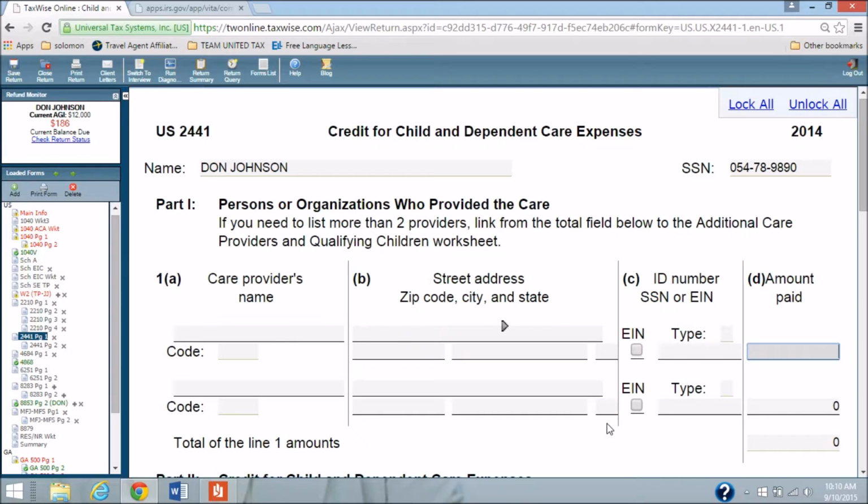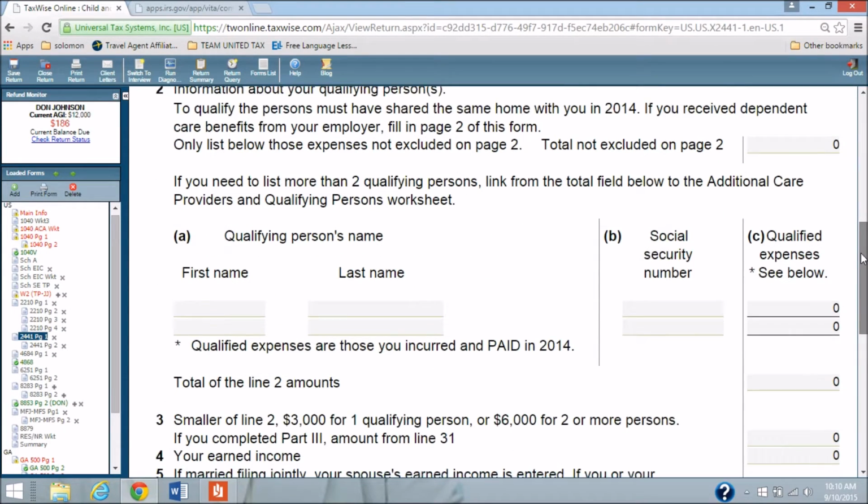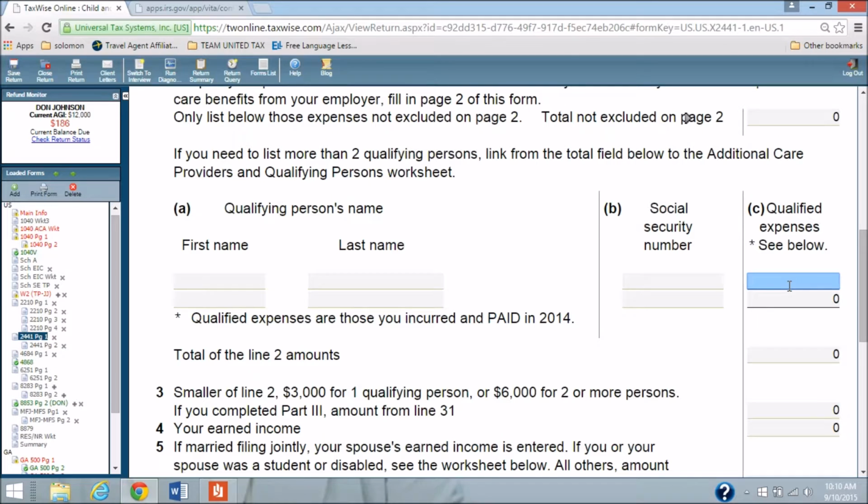But once we put this amount here, which we will not do now, it is going to calculate. Let me see if I put something there to calculate. Sometimes you have to have the whole social and everything for it to calculate. But let's see. Qualified expenses, I'll put $2,500.